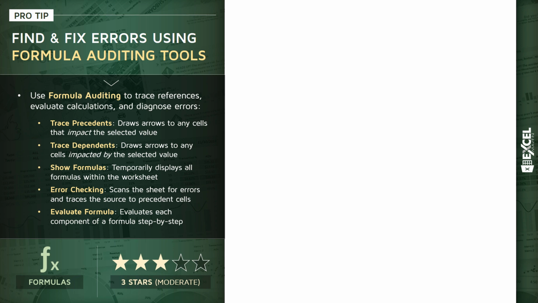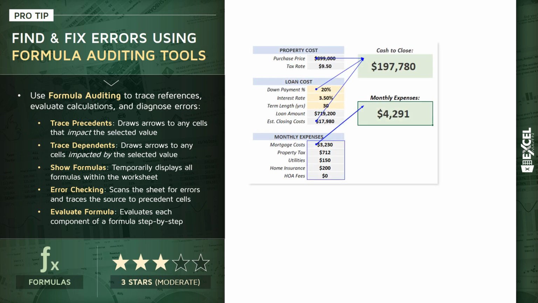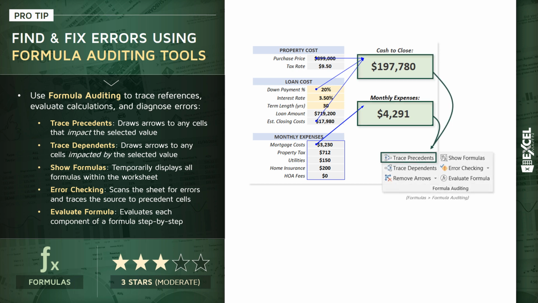We're going to start with tracing precedents and dependents, which basically draws arrows to any cells that either impact or are impacted by the selected value, kind of like a parent-child relationship. And here's an example of what that looks like. In this case, which we'll talk through in our demo, we're tracing the precedents that impact these cash to close and monthly expense values so that we can understand which input cells will impact those values or those outputs.